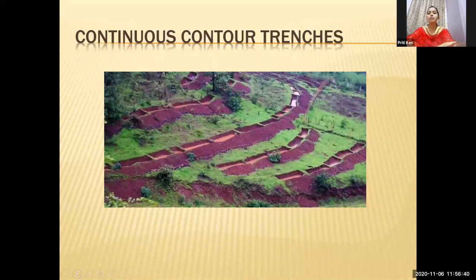Why is it done? Why are we doing continuous contour trenches? Why are we making such things? What is the need? The need is to raise the groundwater level. The groundwater level should be raised, should grow. That's why continuous contour trenches are built, so that they can arrest water and allow it to percolate in the ground, so that the groundwater level increases and we get more and more groundwater for use, for drinking and other purposes.